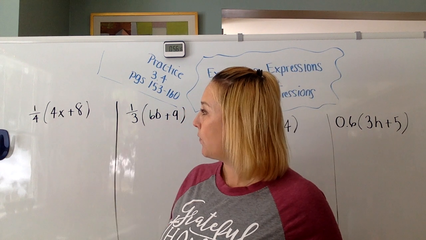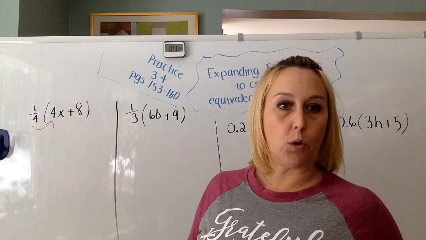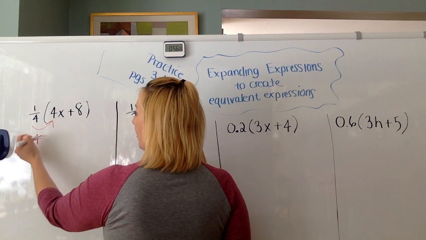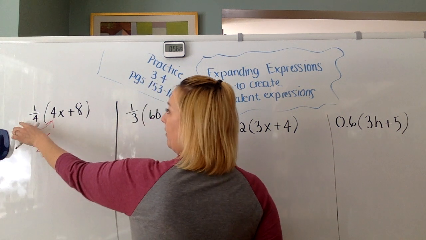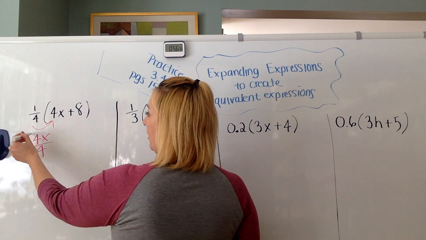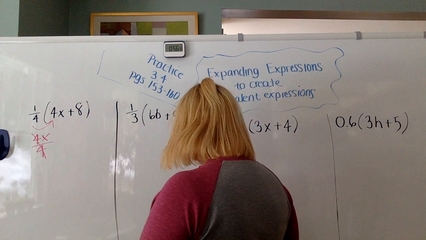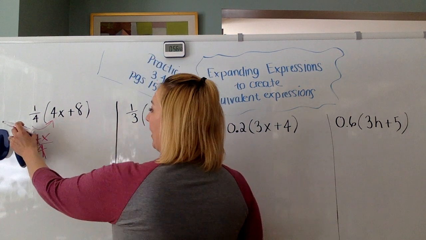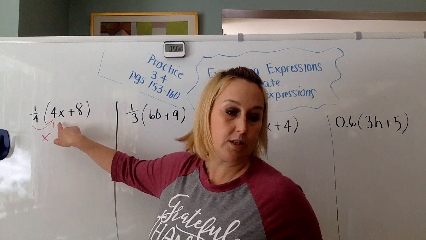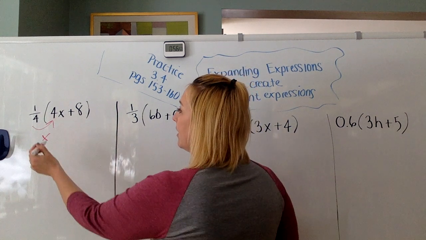So 1/4 times 4x plus 8. 1/4 times 4x is the same as saying 4x over 4, right? And we've got a positive times a positive. So what I'm going to do in that case is just x out, right? The 4 and the 4 cancel each other out because they're equal to 1. So where's my eraser? This is just positive x, okay? So I've distributed my 1/4, which is the same as saying 4x divided by 4, right? Which is why we say that it's x.